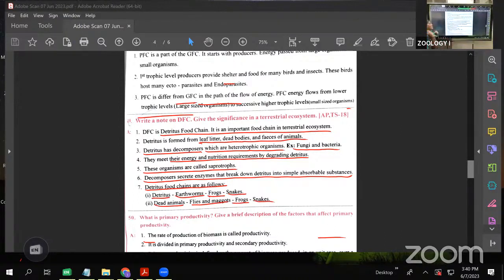Clear? The grazing food chain started with green grass and green plants. The detritus food chain starts with the detritus. Clear? This is about the detritus food chain.